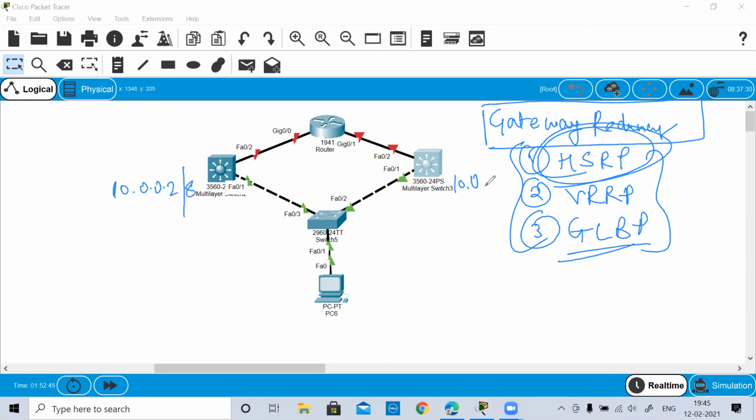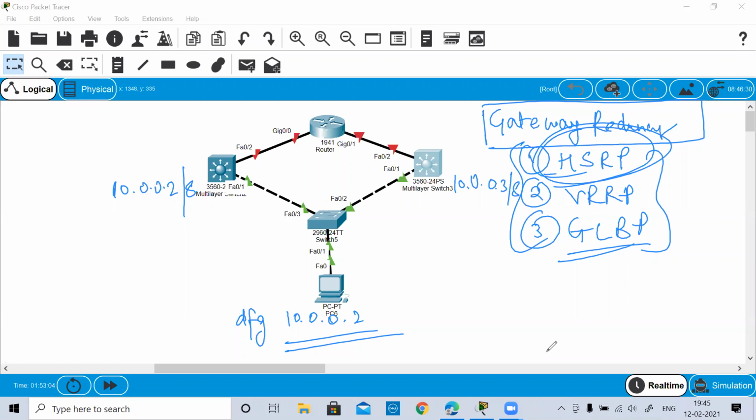Now I have to configure the virtual IP because we were talking about the virtual gateway, which we have not done so far. Okay, and by default at present the default gateway over here is configured as .2. So now how do we go and create that particular virtual or HSRP configuration? How do we go and do that?